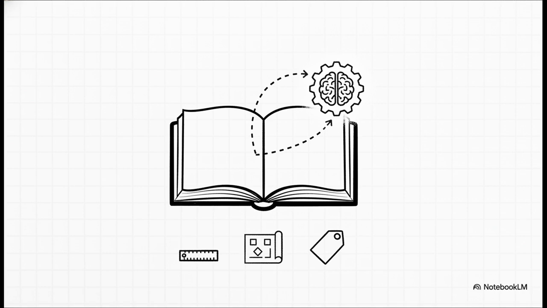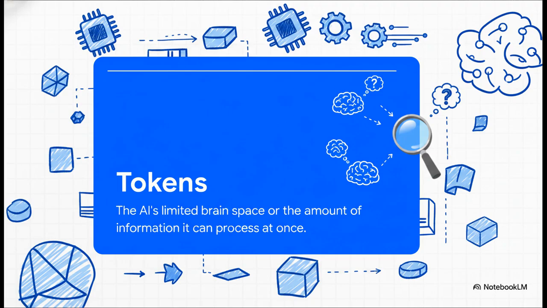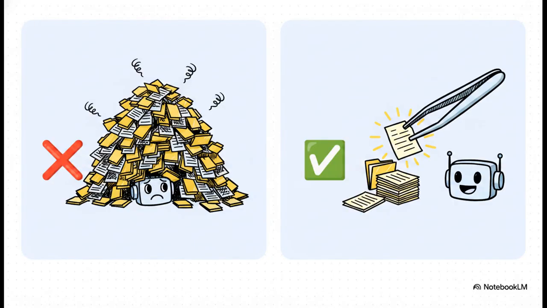But as we start feeding the AI all this information, we really have to be careful about tokens. If you aren't familiar with the term, just think of tokens as the AI's limited brain space, or its attention span. It's the absolute maximum amount of information the model can process and actually keep straight at any given time. Which perfectly tees up Rule 2, minimize tokens.